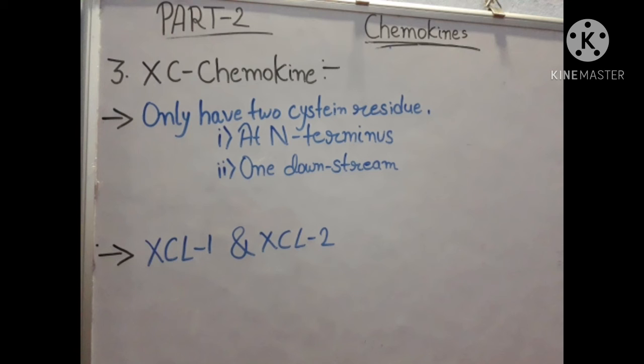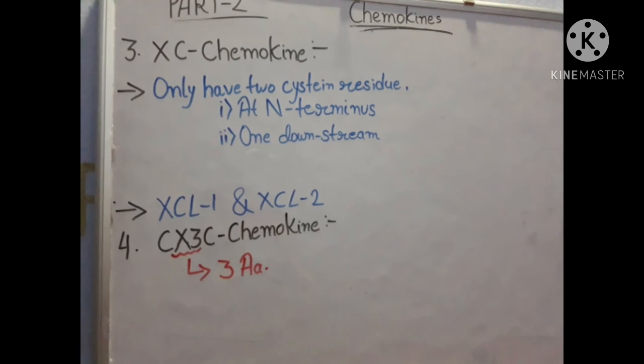The third group of chemokine is XC chemokine, which is also known as C chemokine. These are different from all other chemokines because they have only two cysteines, one at the N terminus and the other downstream. Only two of these chemokines have been identified yet, and these are called XCL1 and XCL2.